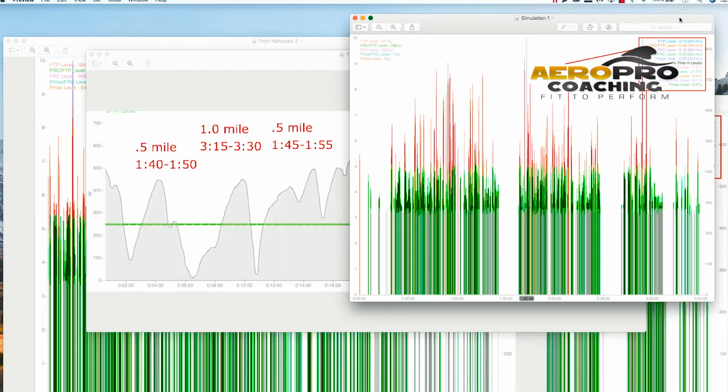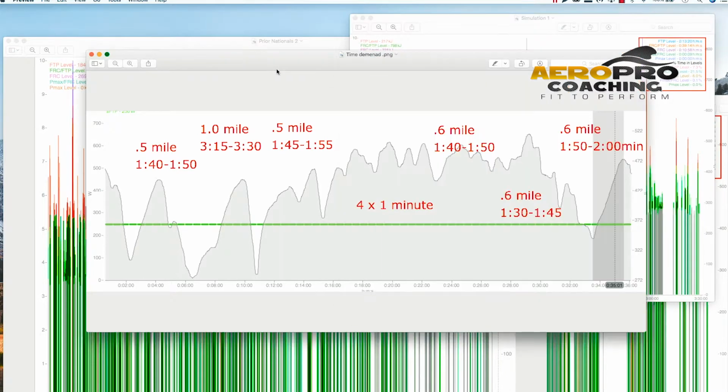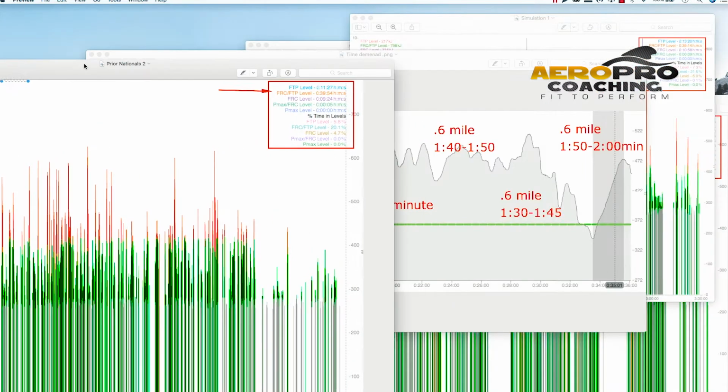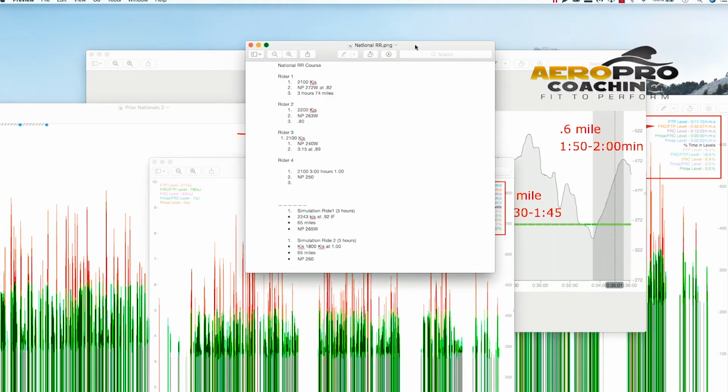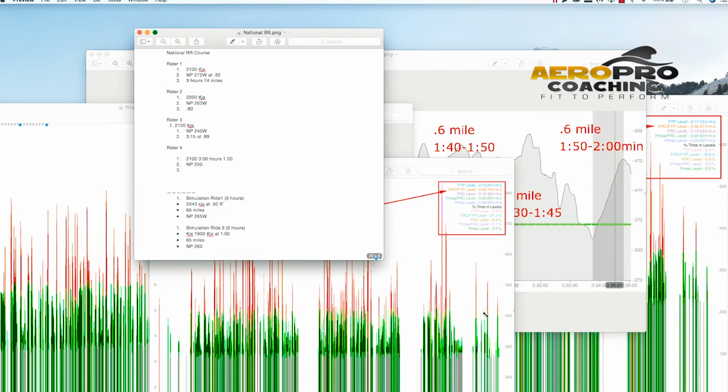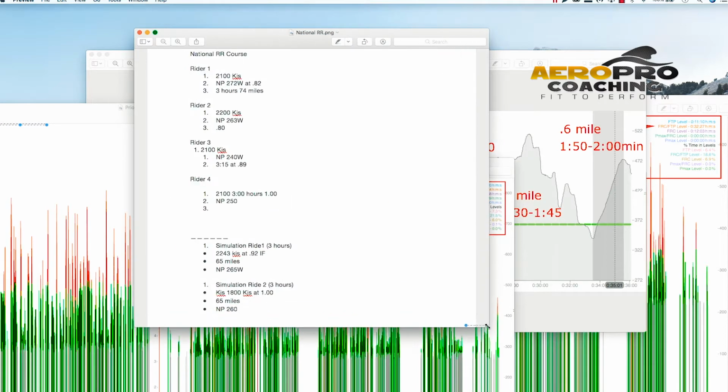So here we have some charts for Masters Nationals, and the first thing I want to start off with is the macro. In the macro, I make notes. And the note is, how long is the event? It's 75 miles, takes 3 hours, and then how much energy or how much work is done to complete that event. And here we have 2,200 kilojoules. That's the amount of work it takes, and that work was done at tempo. It was 3 hours of tempo.